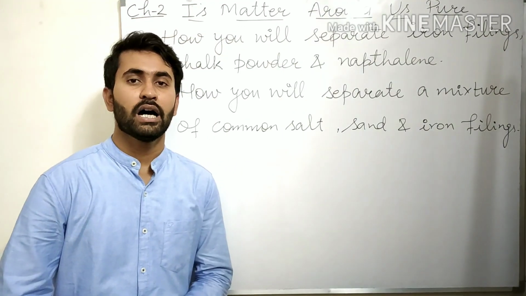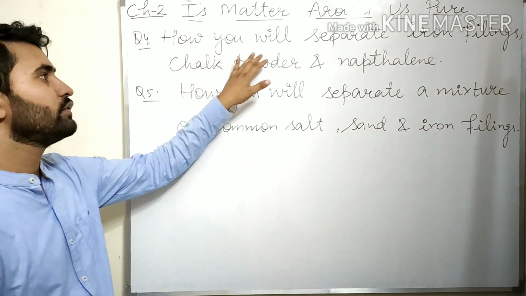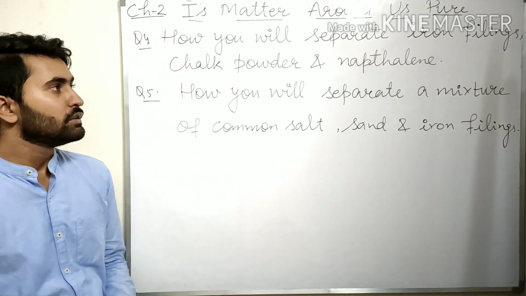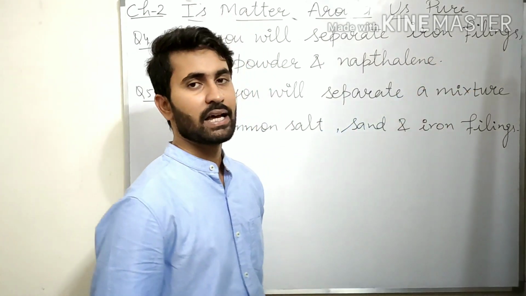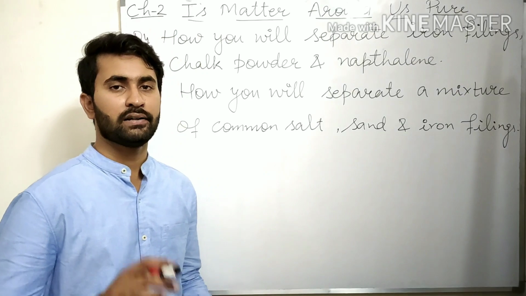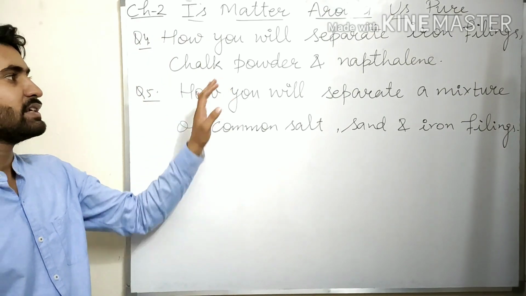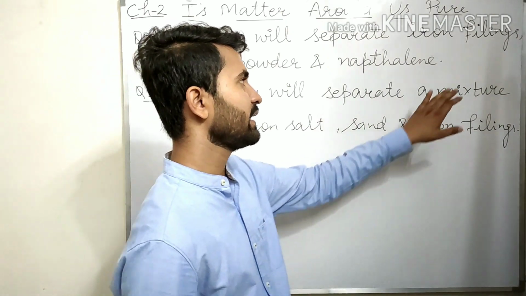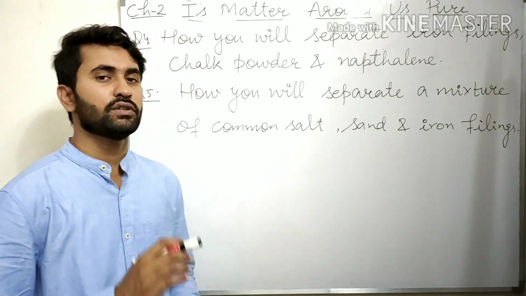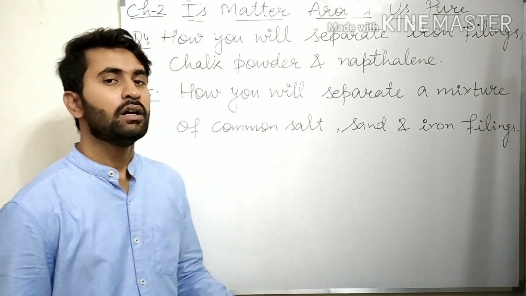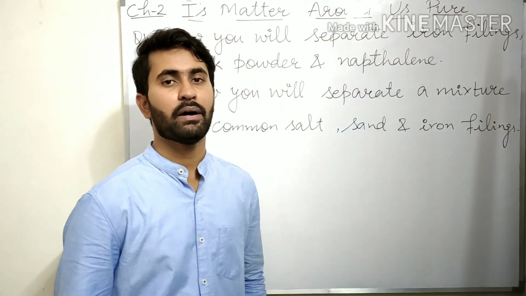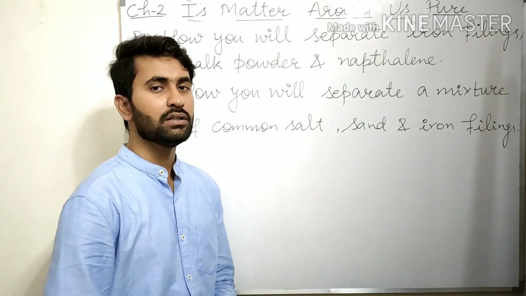Now the next question is how will you separate iron filings, chalk powder and naphthalene. We know that iron filings are attracted by the magnet, whereas naphthalene undergoes sublimation, and chalk powder is neither attracted by the magnet nor does it undergo sublimation. First of all, we will bring a magnet near the mixture, so the iron filings will get attracted by the magnet and get separated from the mixture.